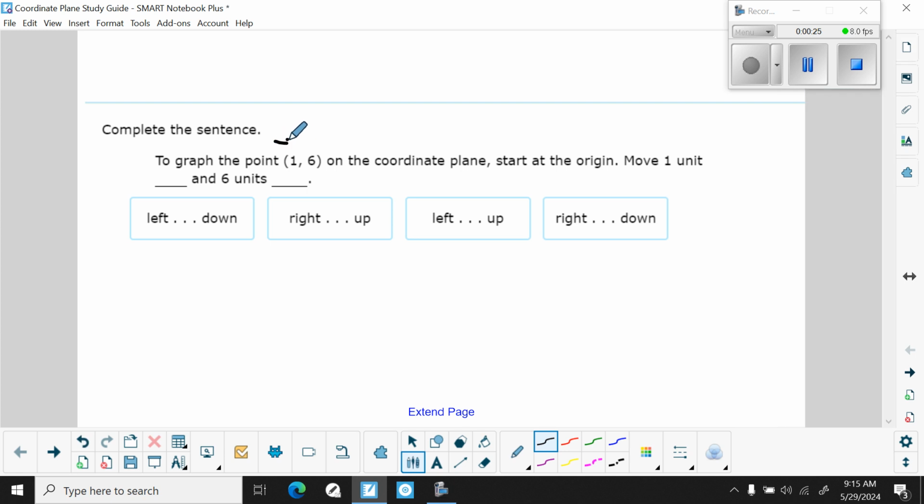This is left and right, and this one is up and down. So 1 is positive, so it would be 1 to the right. Sorry that my pen is working kind of weird. And 6 units, since it's positive, 6 units up. So the answer to this question is right and up.